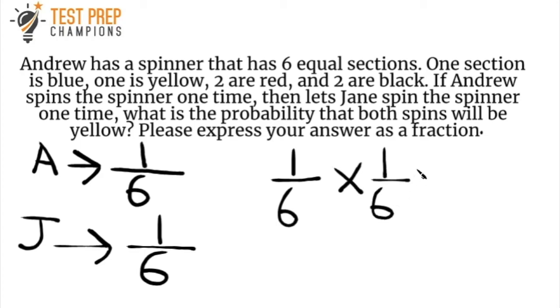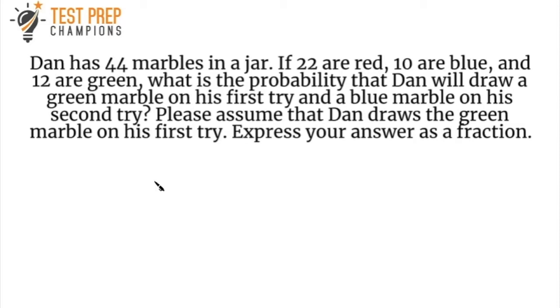And again, to do this without a calculator, you just take the top number. So you do 1 times 1, which is just 1. 6 times 6 is 36. So written as a fraction, the probability that both spins will be yellow is 1/36.